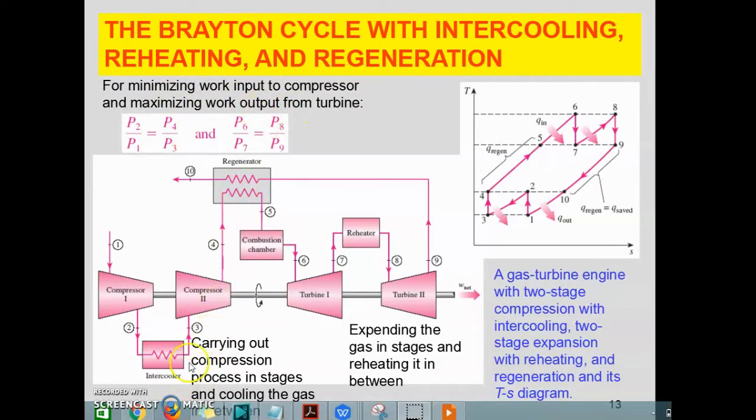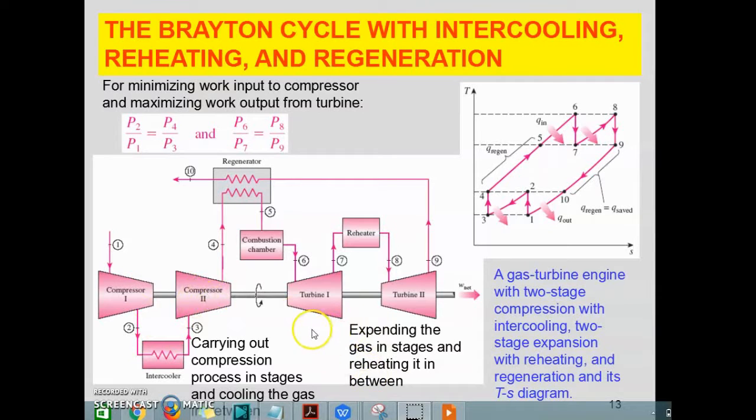So you might want to put the intercooling process here. As you can see here, we carry out the compression process in stages and cool the gas in between. By cooling the gas in between, the work to compress the gas will be much easier. If you want to compress hot gas, more work is needed. If it is cool, the compression process will be much easier.